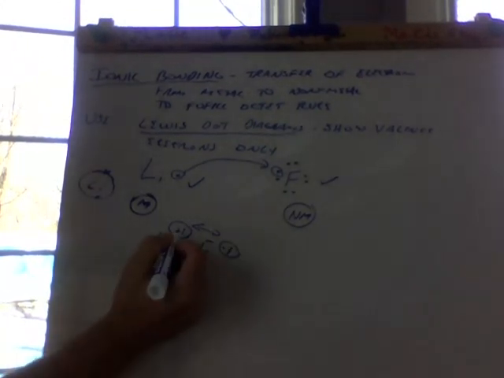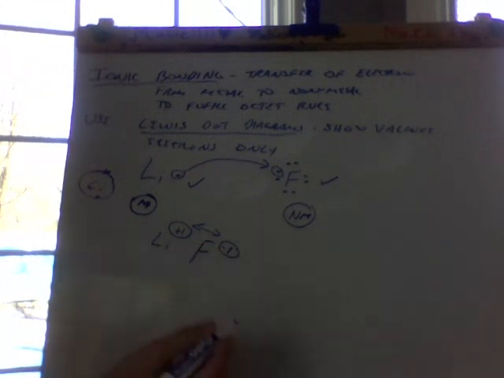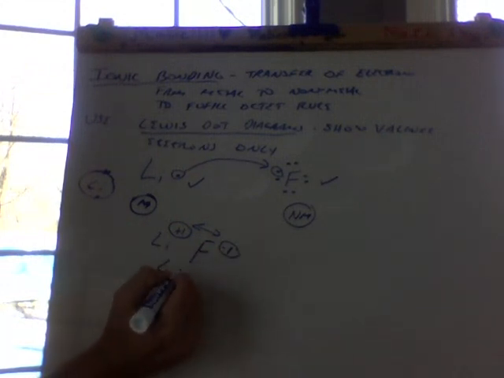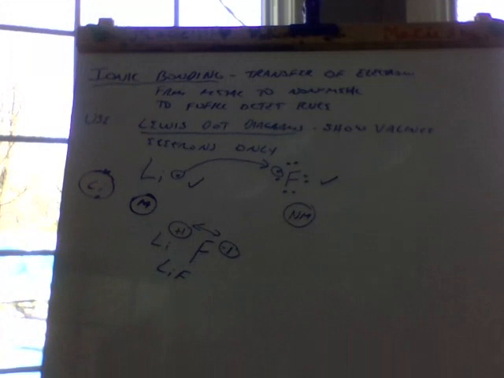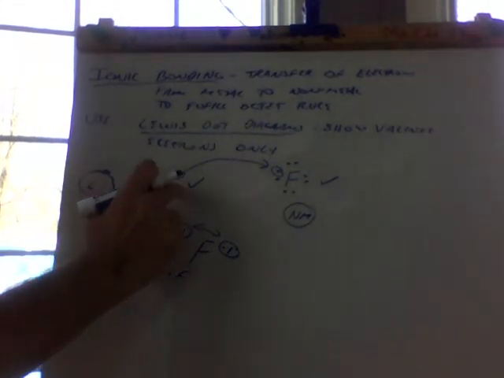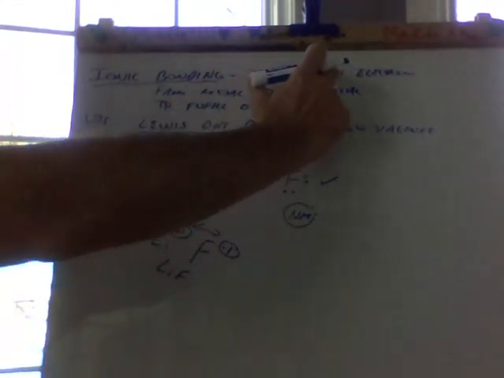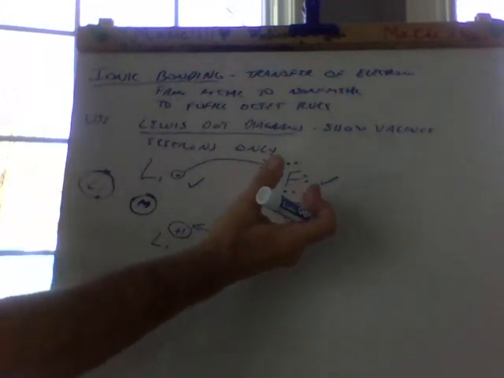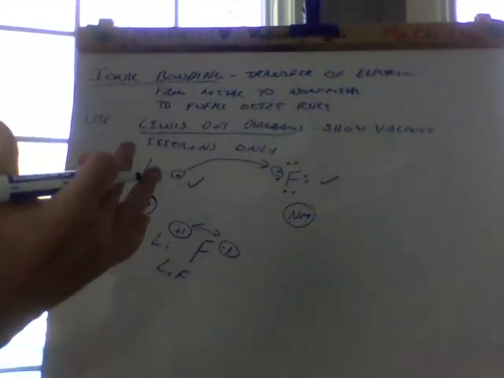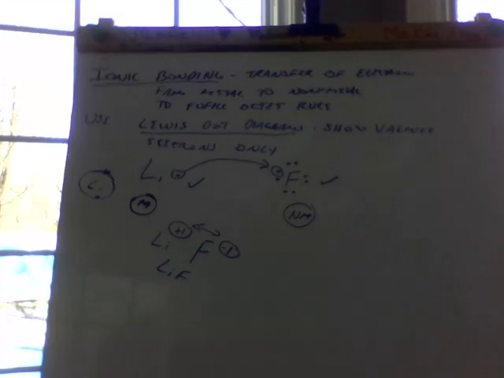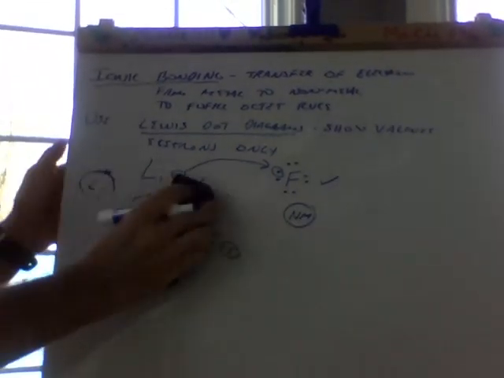Now, how we write a formula for this is we simply tell you how many of each one we have to make each other happy. So this one would just be LiF. We can have one and one, we just don't write ones because we're that lazy. But that's all ionic bonding is. The metals give up and transfer electrons to nonmetals. Nonmetals go take it, steal it, rip it away. But everything has to be happy and stable as we go through this.